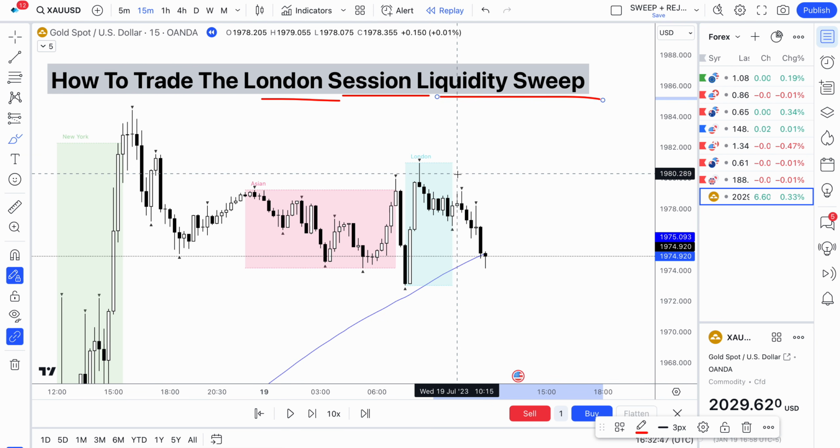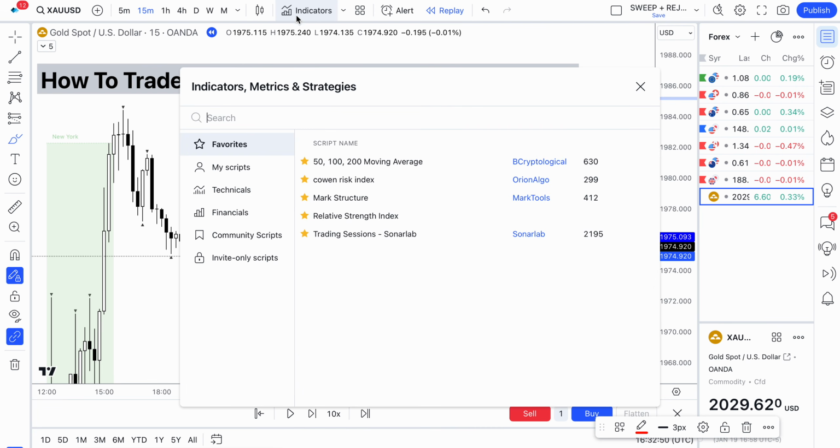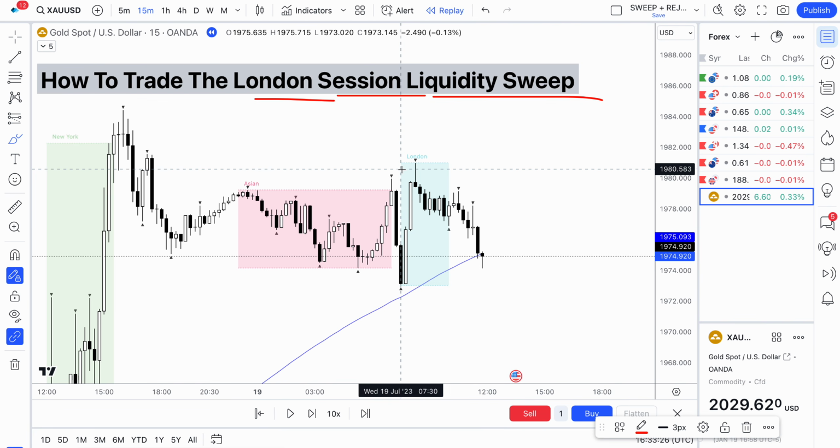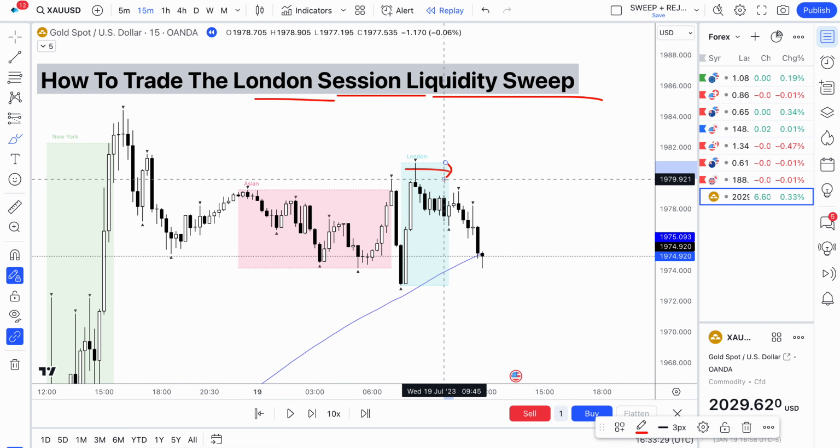Basically, let's apply an indicator to our chart. If you go up to the top here, indicators, and the 5th one down called Trading Sessions - Sonar Lab, made by Sonar Lab, that will apply the sessions to your chart. So you can see here the London session is between 07:30 AM GMT up until 10 AM GMT.